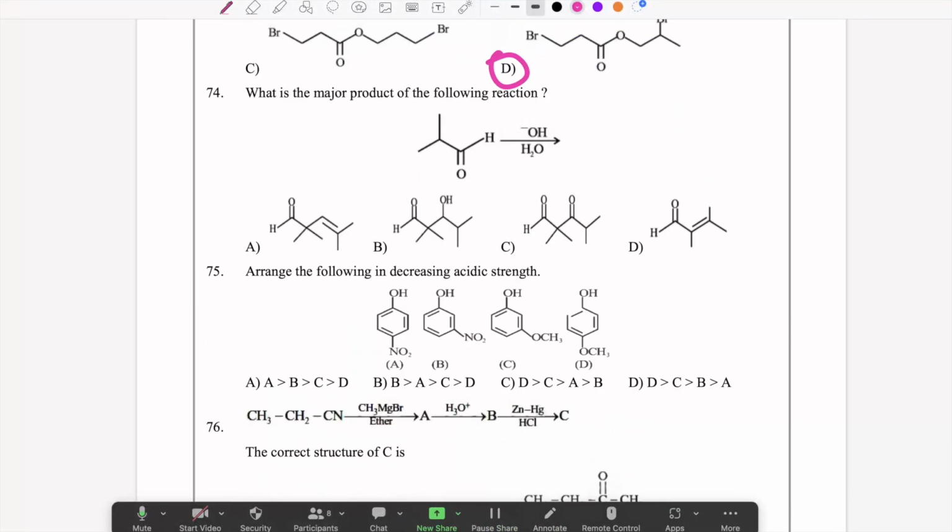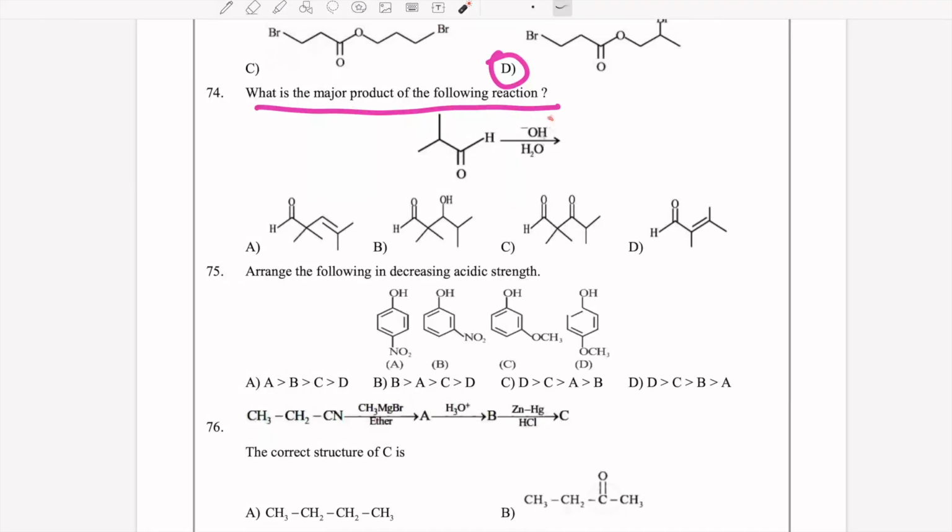Right, so we'll go to the 74th question. What is the major product in the following reaction? Again you can see OH, so that is an aldol reaction. In an aldol reaction, do you get alpha beta unsaturated compounds, or otherwise what do you get here? You get a beta hydroxy product.